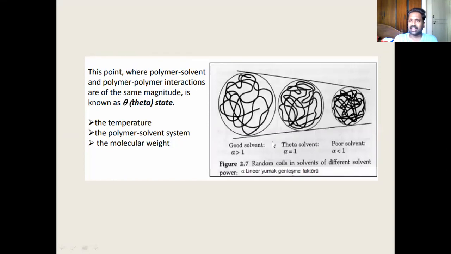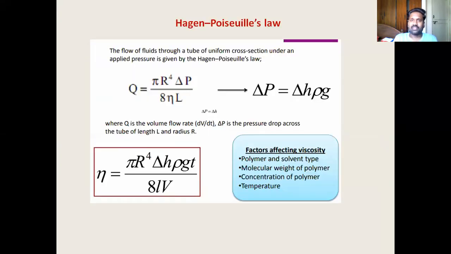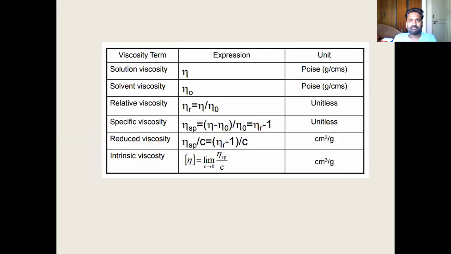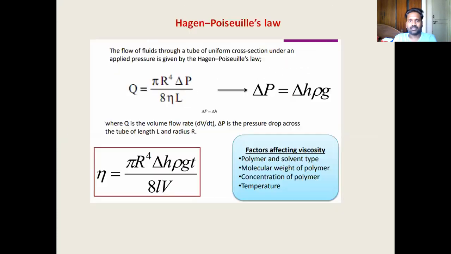If the alpha is greater than 1, they are all very good solvents for your polymer. If the alpha is lesser than 1, they are poor solvents. That is the practical significance of theta solvents. Ideally, in fact, why this theta solvent discussion is also important is because in some experiments, we are going to use these theta solvent concepts later. Okay, fine.